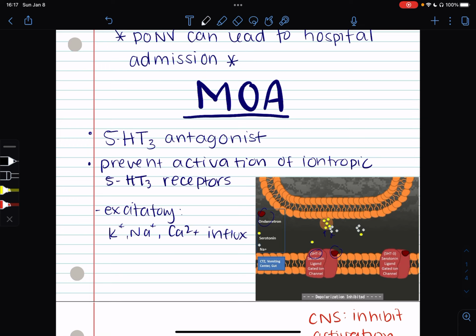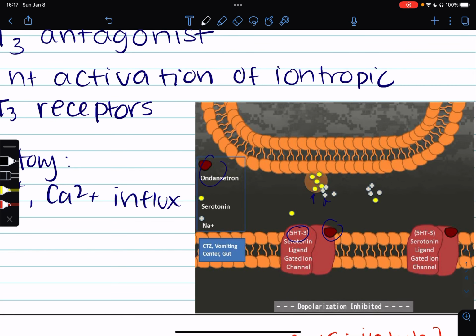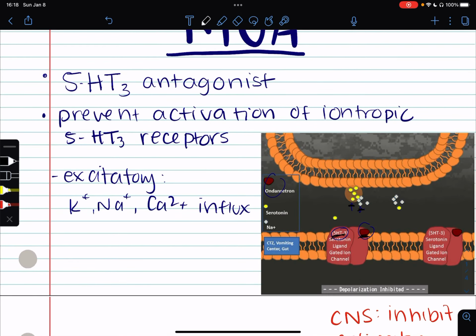So, it's going to prevent activation of ionotropic 5-HT3 receptors, which in nature is excitatory with a potassium, sodium, and calcium influx. So, if we zoom in here a bit, we see our 5-HT3 receptor and how Zofran is going to bind to it and prevent binding of things like serotonin and prevent the influx of sodium. Rapid influxes of things like serotonin can cause nausea and vomiting.